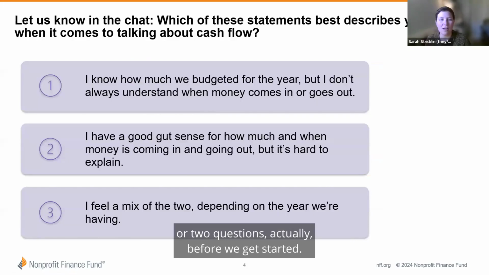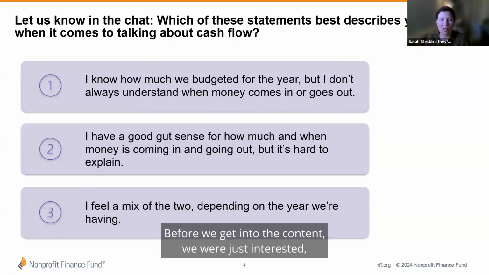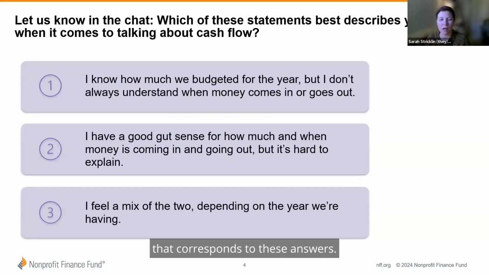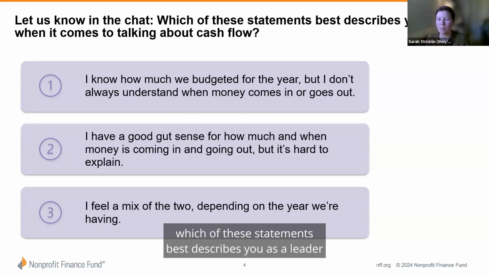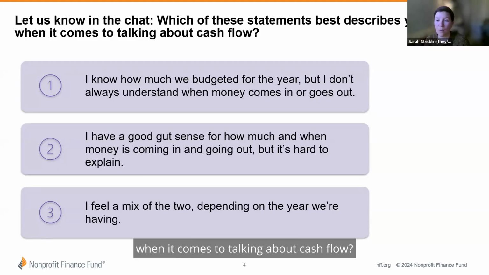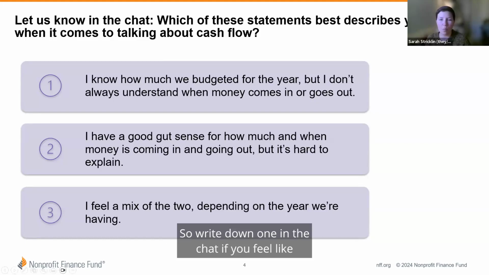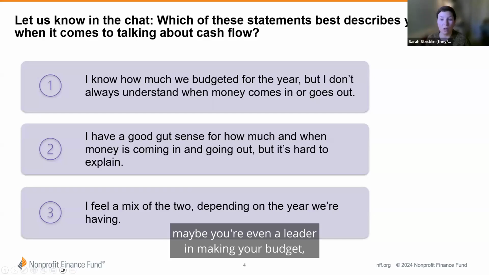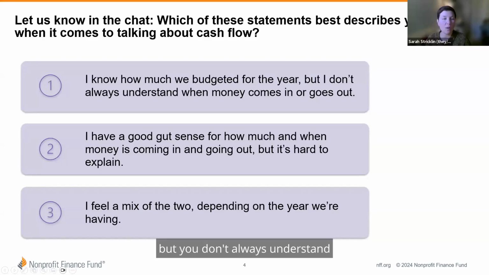Before we get into the content, we were just interested, and you can use your chat to just drop in one of the numbers that corresponds to these answers. The question is, which of these statements best describes you as a leader in your organization when it comes to talking about cash flow? So write down one in the chat if you feel like you know about your budget. Maybe you're even a leader in making your budget, but you don't always understand when money actually throughout the year is coming in or going out.